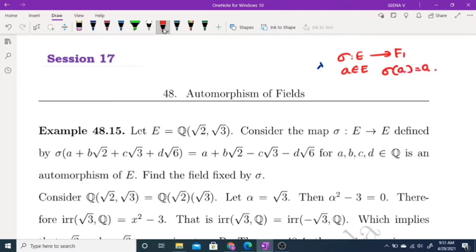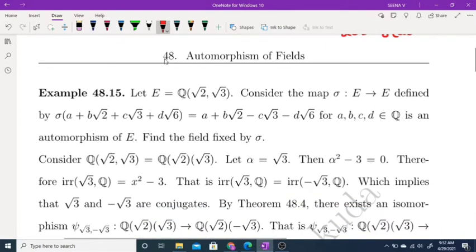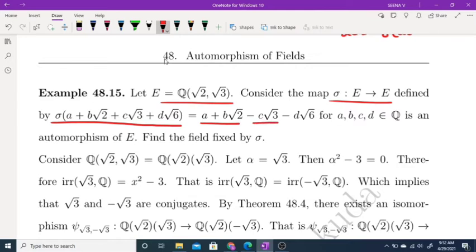So today we are going to discuss one problem. Let E equal Q of root 2, root 3. Consider the map sigma from E to E defined by sigma of a plus b root 2 plus c root 3 plus d root 6 equals a plus b root 2 minus c root 3 minus d root 6.